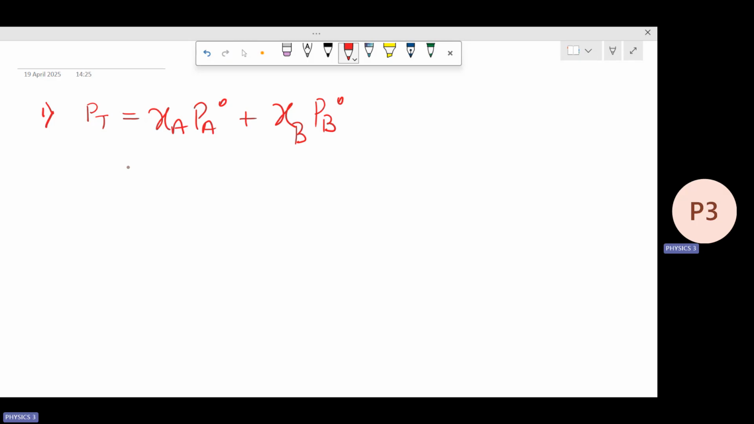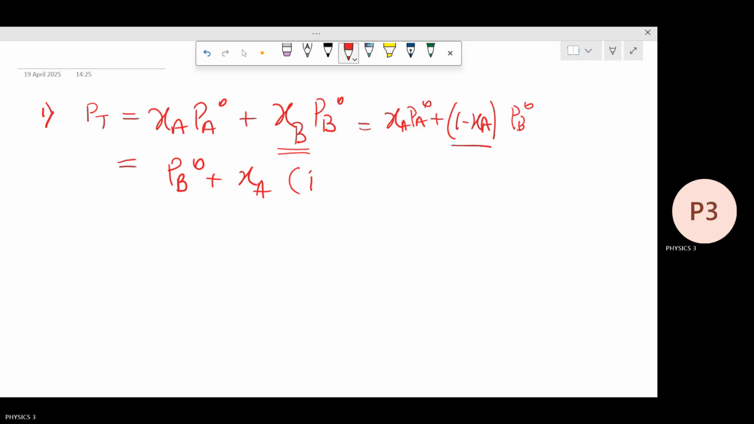Now what we actually do is replace this ψB as 1 minus ψA. So as soon as I write it, it will be ψA PA naught plus (1 minus ψA) PB naught, because we know this from the formula of mole fraction. After putting the values, what are we going to get? We are going to get PB naught plus ψA along with (PA naught minus PB naught).